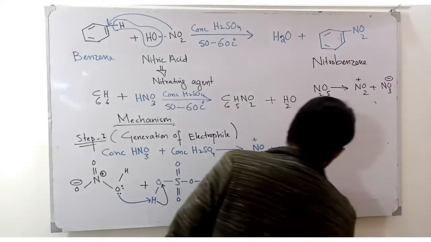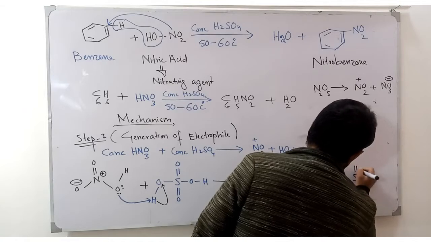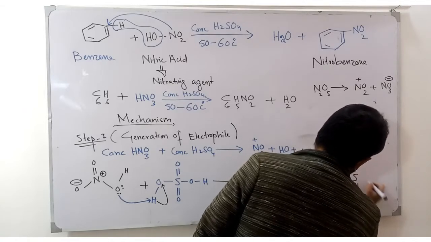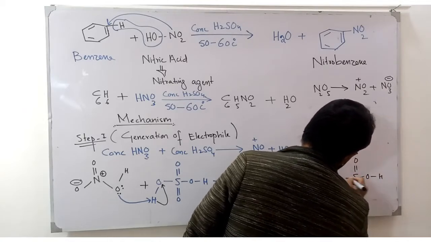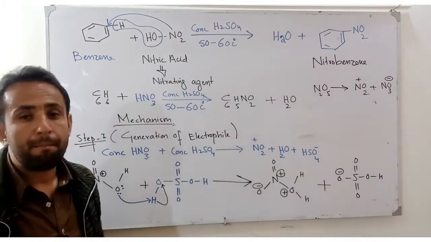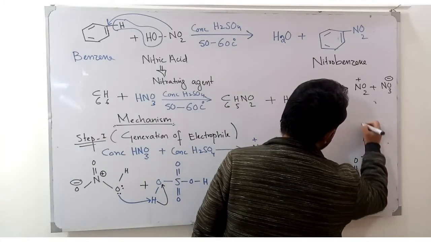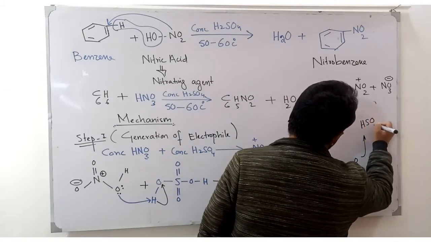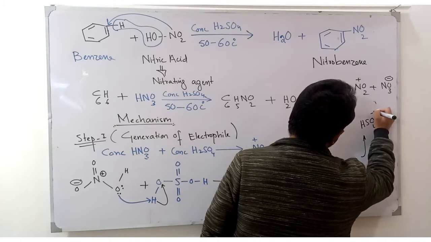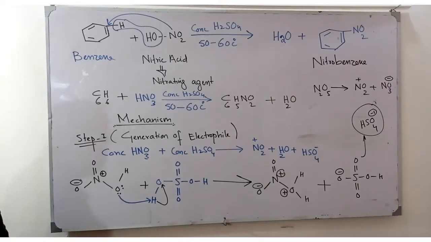What will be the other entity formed in this reaction? That will be S double bond O, OH, O negative. I mean that hydrogen sulfate or bisulfate ion will be formed. If I write this in condensed form, this will be formed. Understand? This is hydrogen sulfate or bisulfate.